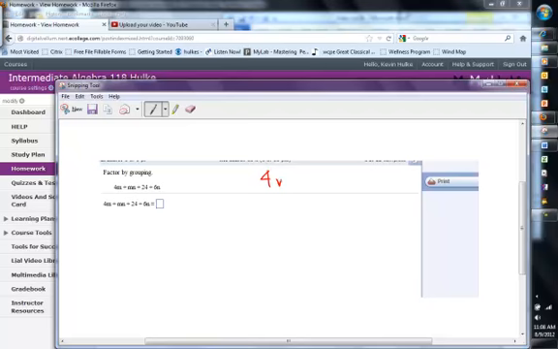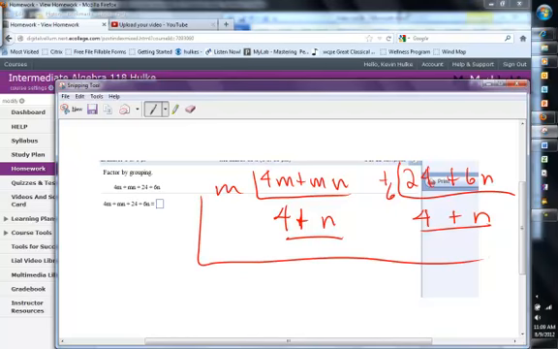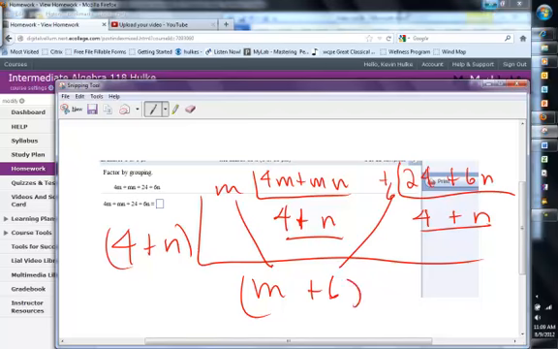4m plus mn plus 24 plus 6n. Got two separate ones first. Can take an m out of the first ones, and we're left with 4 plus n. Take a 6 out of the second ones, and we're left with 4 plus n. These two always have to be the same. Now when we factor, we can take out a 4 plus n out of both of them, and we're left with m plus 6. So 4 plus n, m plus 6.